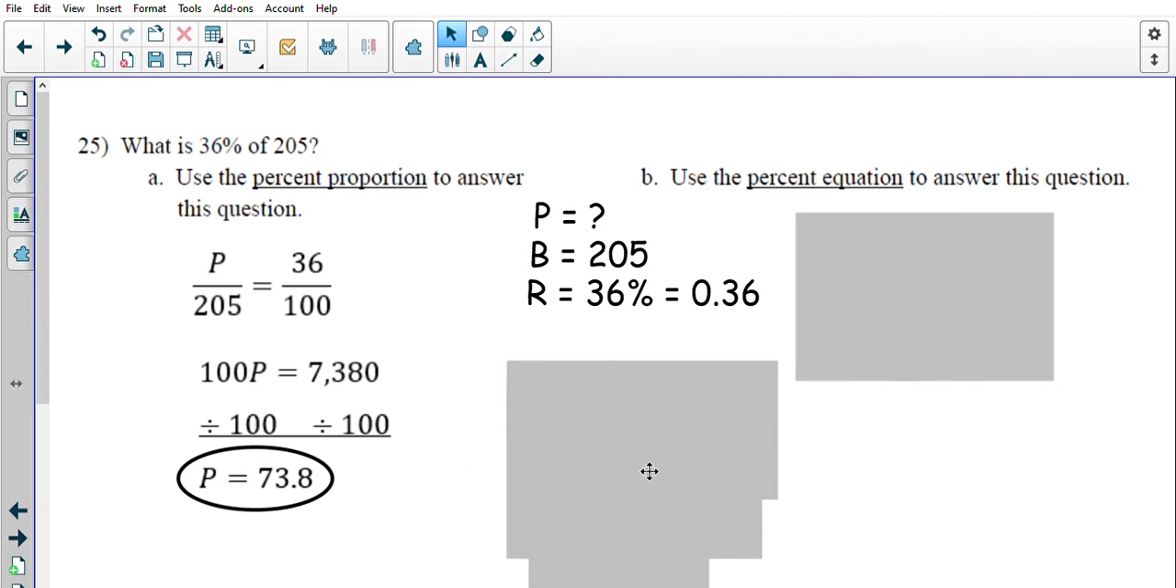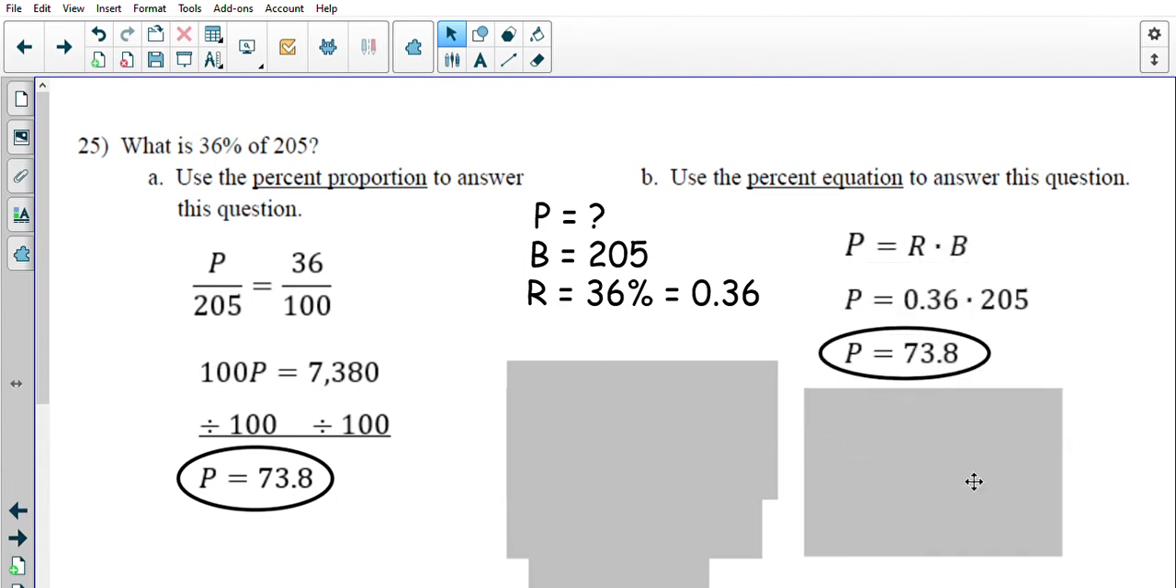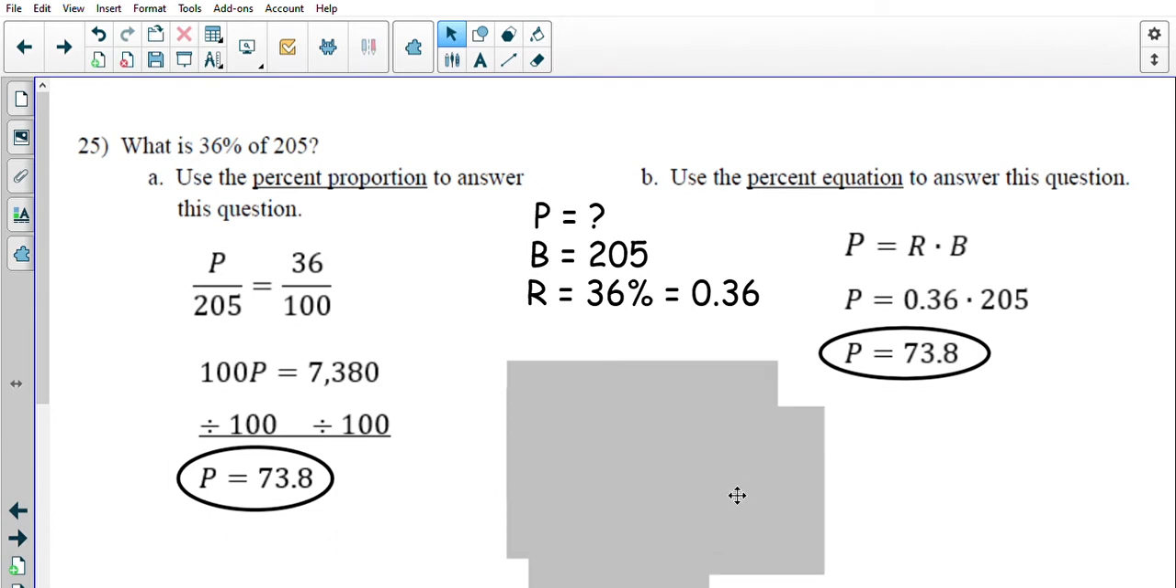So for the percent proportion, we can write P over 205 equals 36 out of 100. When we cross multiply and solve, we will get a part of 73.8. Using our percent equation, this one's actually really easy to do using the percent equation. If you have P equals R times B, you have P equals 0.36 times 205, still gets you a solution of 73.8. All right, so let's take a look at the questions down below that.